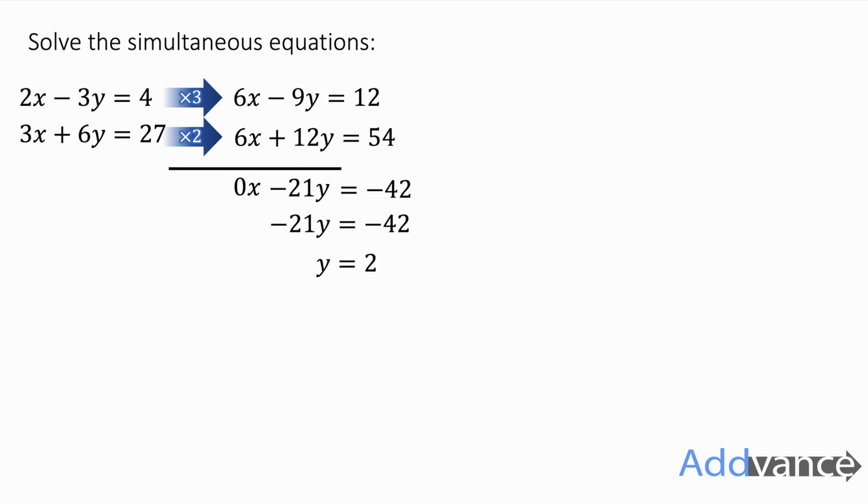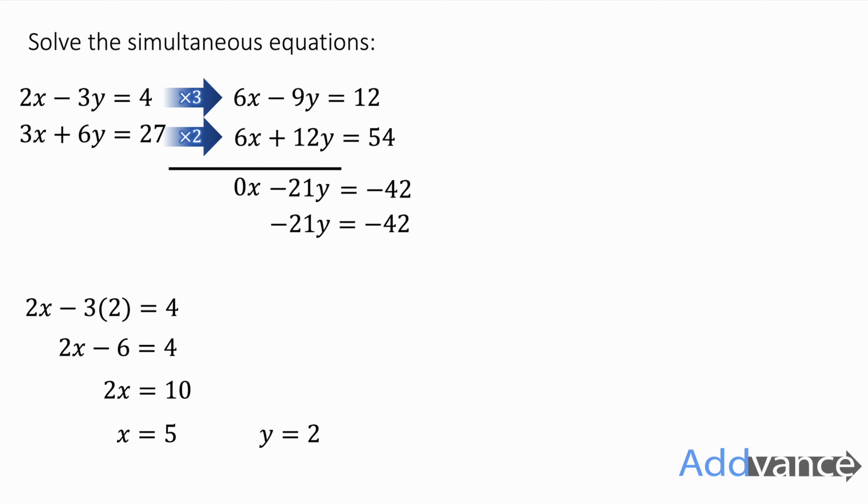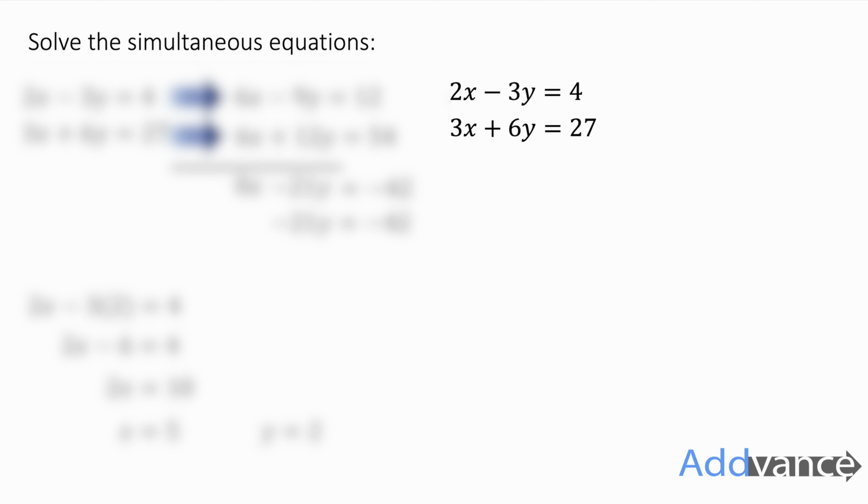We are halfway there. We've done the hard part. Now we take one of our equations, doesn't matter which one, and we substitute y is equal to 2 into it. 2x minus 3 times 2 equals 4. 2x minus 6 equals 4. Add 6 to both sides, 2x equals 10. And divide by 2, x is equal to 5. And we have the final answer, x equals 5 and y is 2. Good. That's method 1.